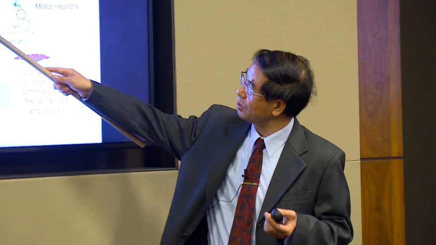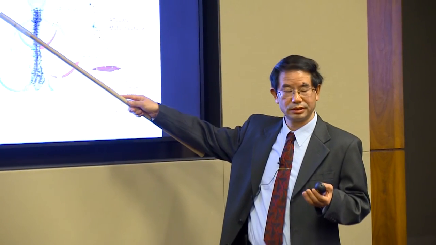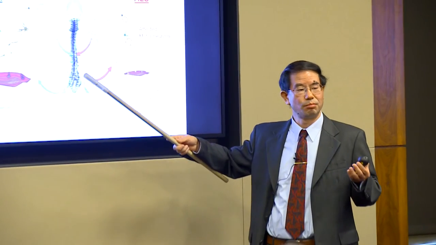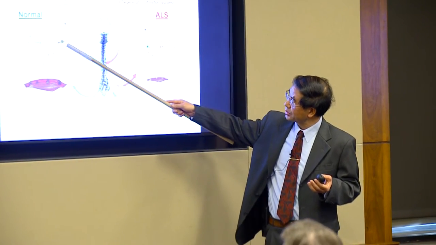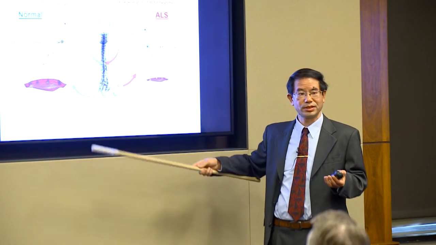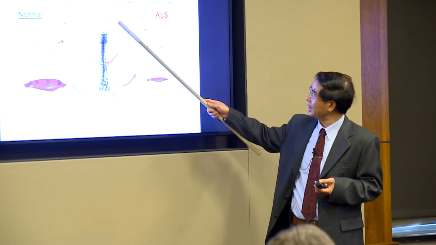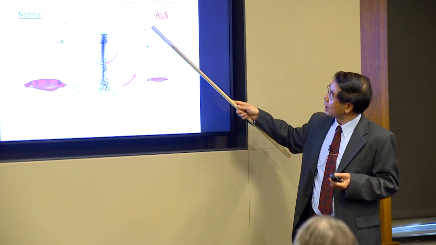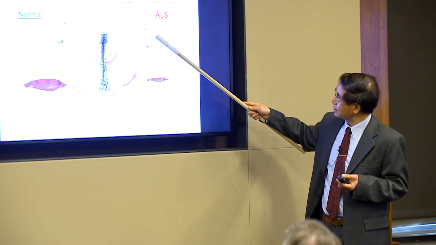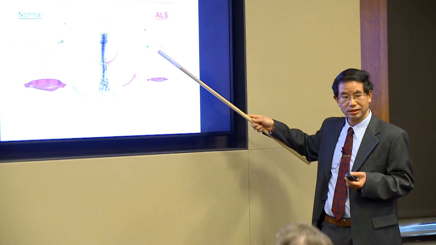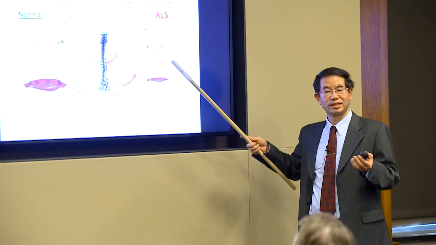And the upper motor neuron sends the message to the lower motor neuron to say what muscles need to contract. Then this lower motor neuron will send this signal all the way to the muscle. Then the muscle knows to contract. But in ALS, they're both affected. The upper motor neuron cannot send the signal to the lower motor neuron. So the lower motor neuron does not know what to do.